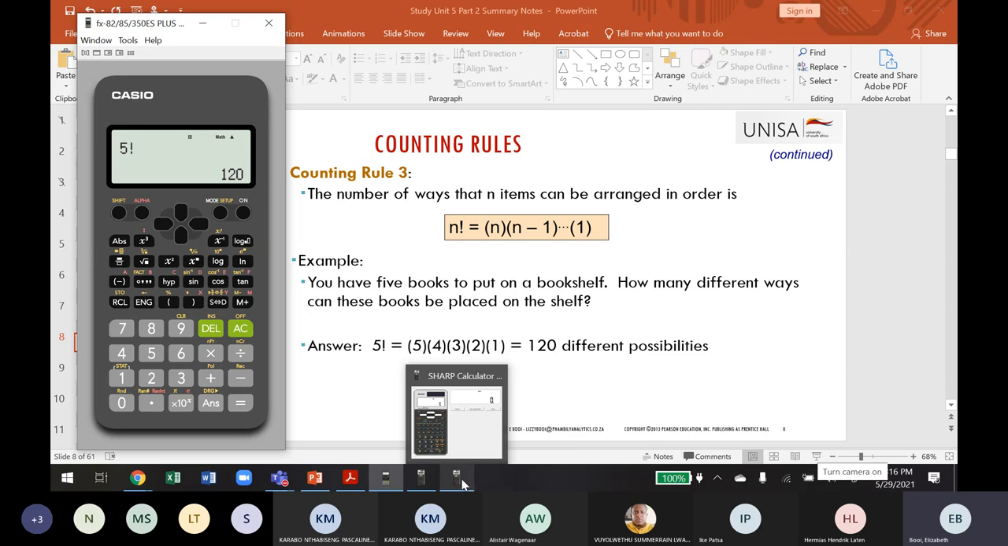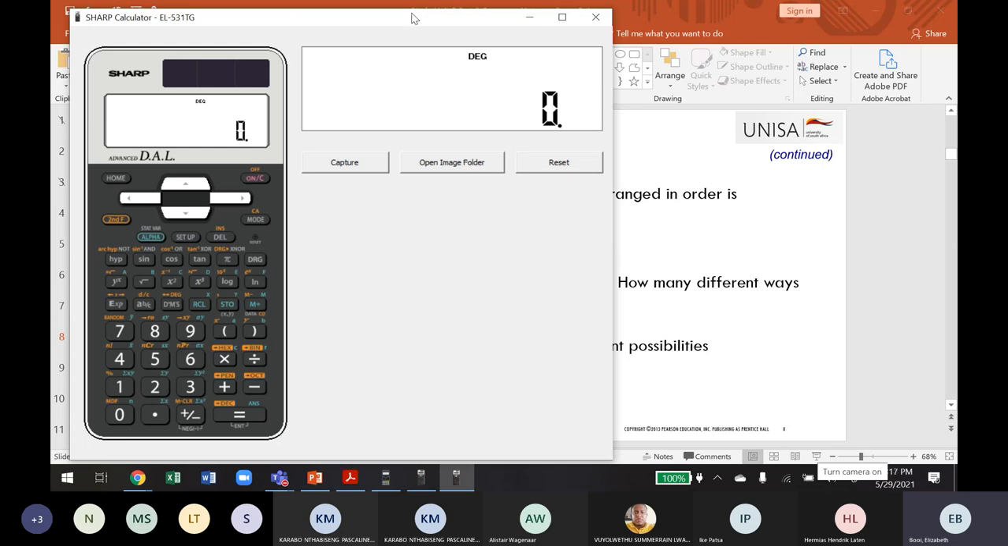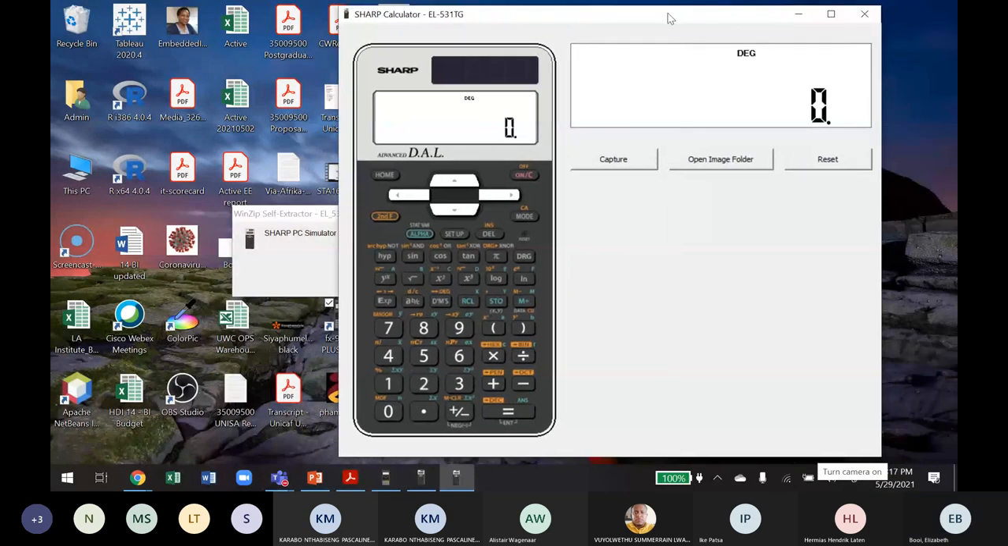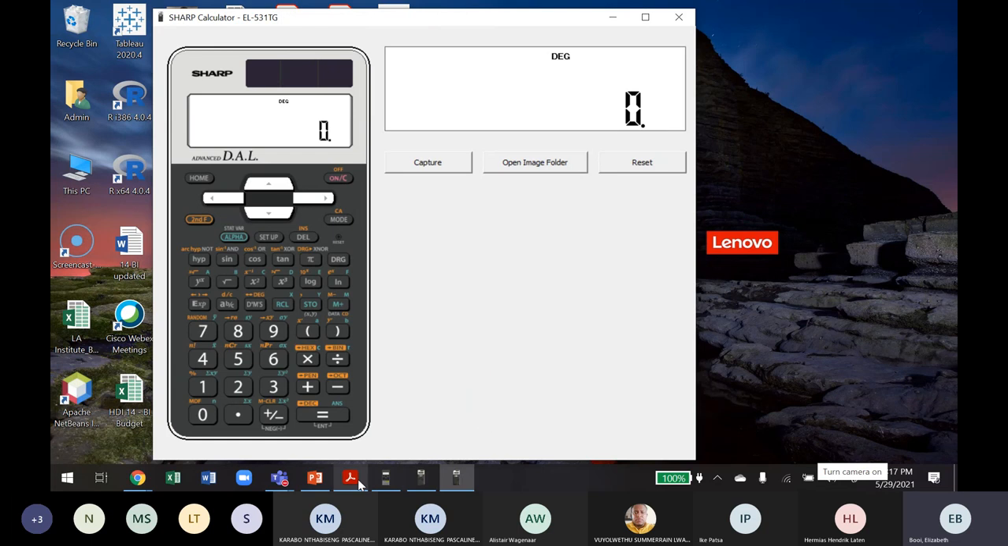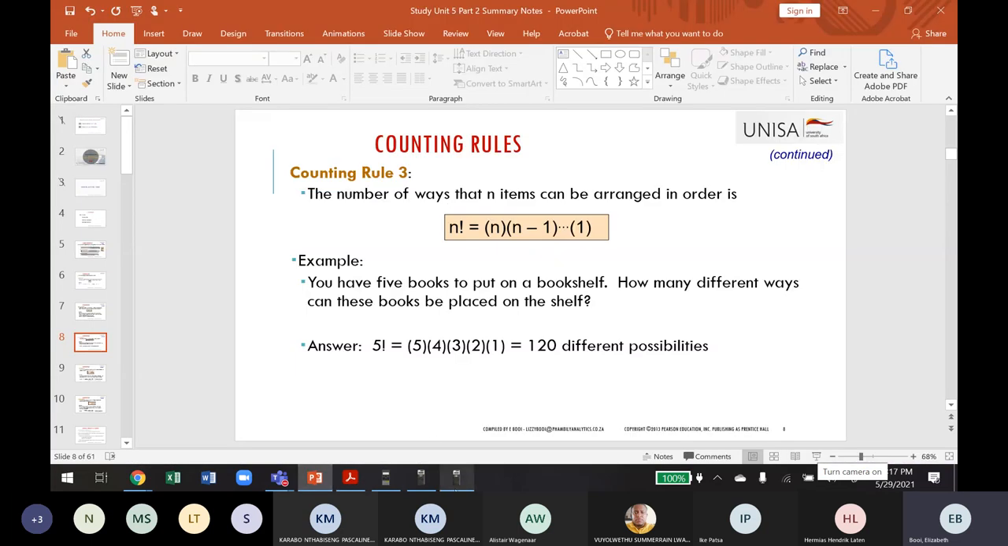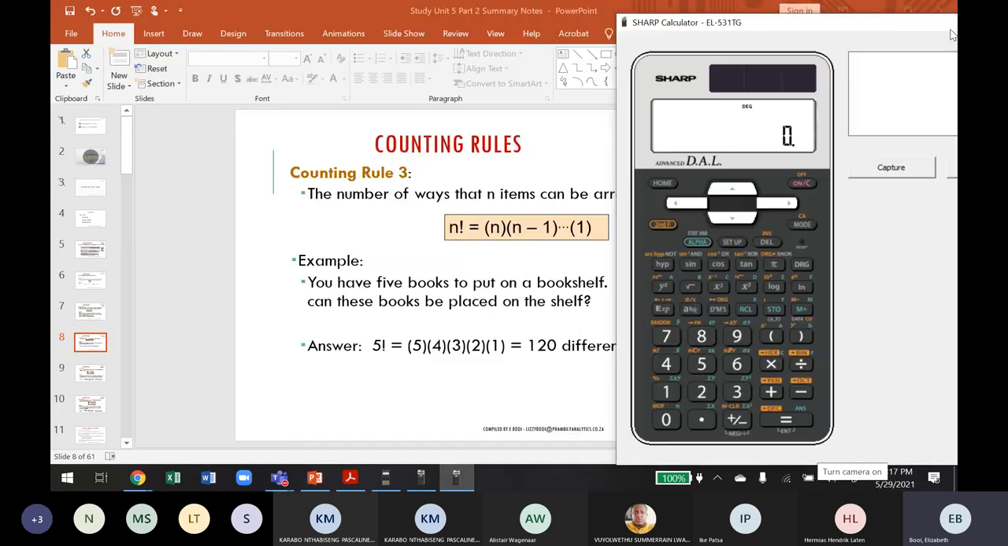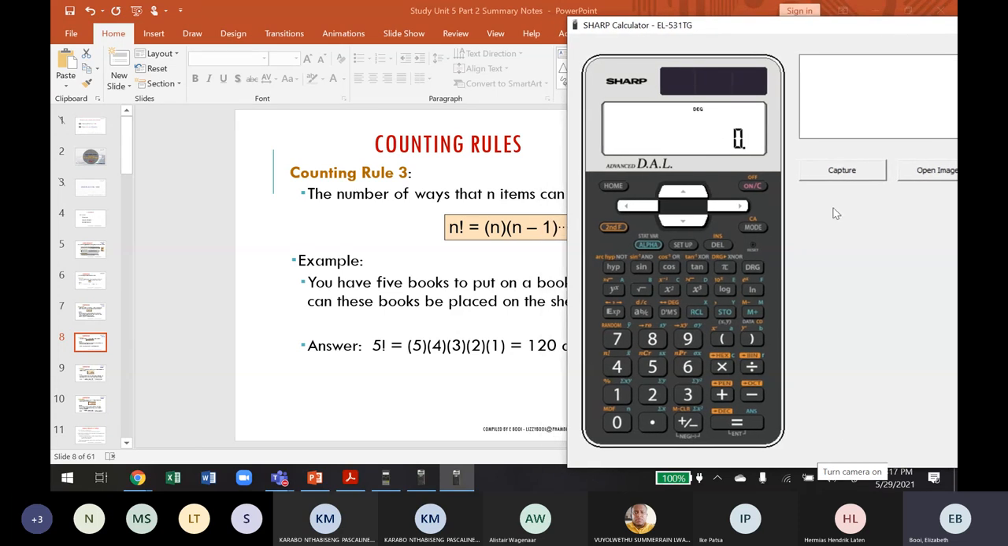Those who are using a Sharp calculator, sorry about that, I need to bring back the slide. With the Sharp calculator, we also want to calculate the factorial. Your Sharp calculator, for those who have one that looks like this, with green letters and orange letters on top of the buttons, your n factorial, you need to look for it. It is on, you need to look carefully.